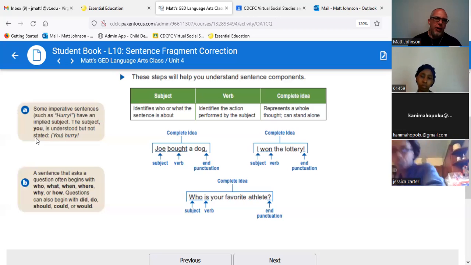So over here on the side, it's mentioning that some imperative sentences such as "Hurry," these are very limited examples, but they have an implied subject. So it is a complete sentence, right? The subject would be you, and it's basically understood, even though it's not stated. So, you hurry.